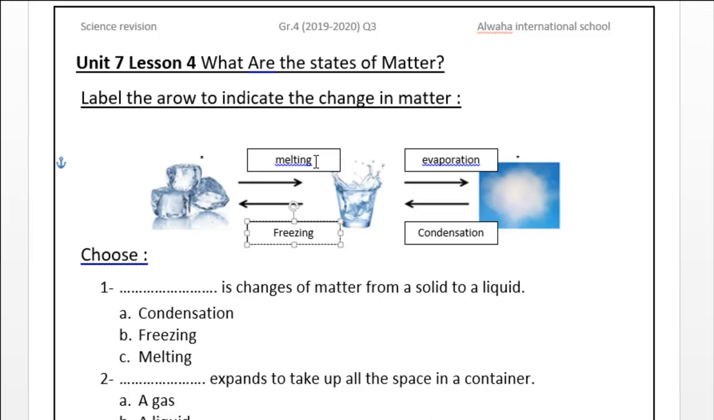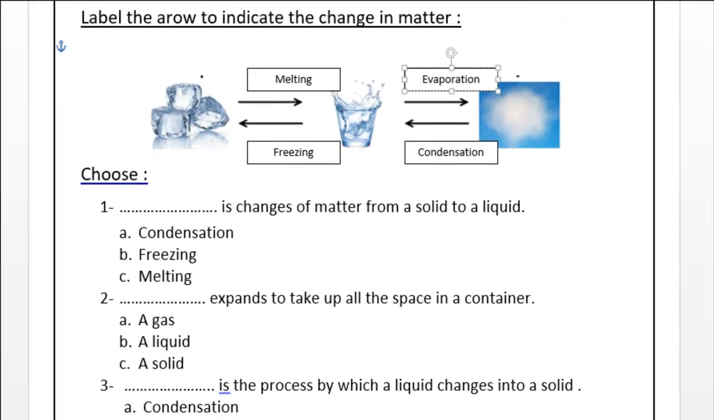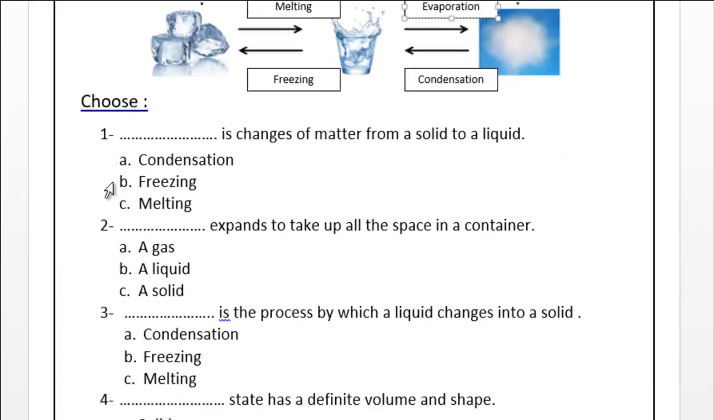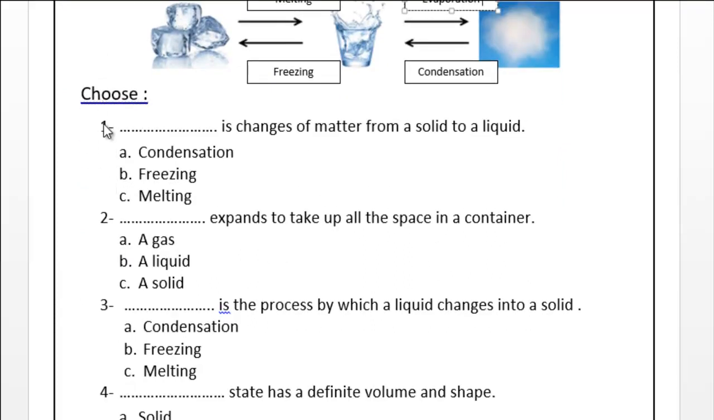So again, from solid to liquid, the process is called melting. From liquid to gas, the process is called evaporation. From gas to liquid is called condensation. And from liquid to solid, this is called freezing. Okay, don't forget that. Number 1, it shows the change of matter from solid to liquid. From solid to liquid, this is called melting. Number 2, expands to take up all the space in a container. This is called a gas.